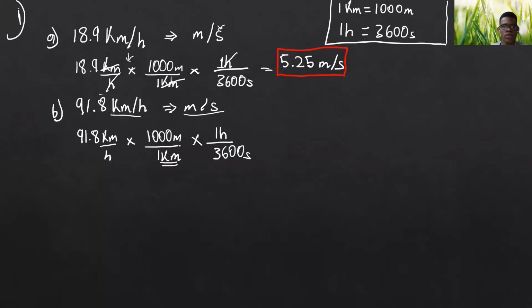And the reason for that, as I said last week, is just so that the units cancel out. Right? So it's 91.8 multiplied by 1,000 meters divided by 3,600 seconds, and we get 25.5 meters per second.